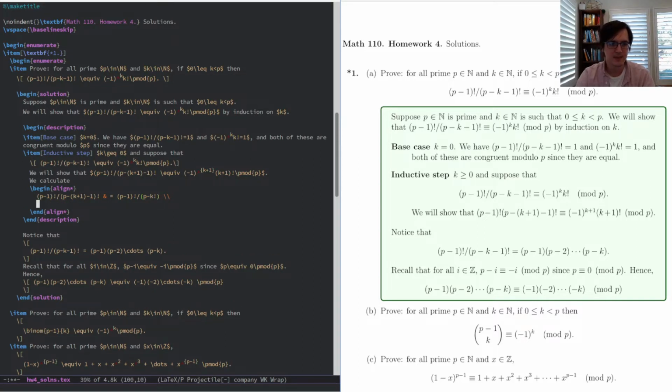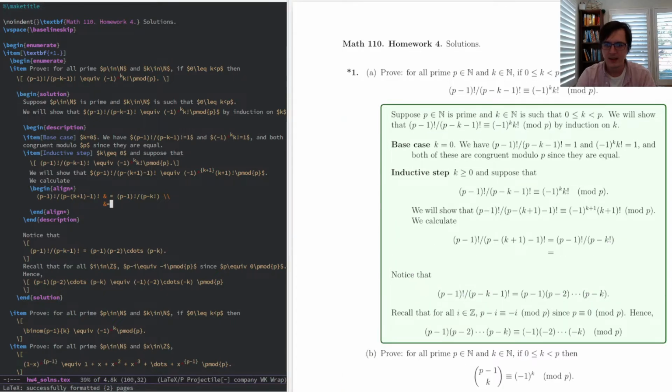But, so let's see where we are. But this is p minus 1 factorial over, maybe I should do a real fraction here, p minus k minus 1 factorial, right?